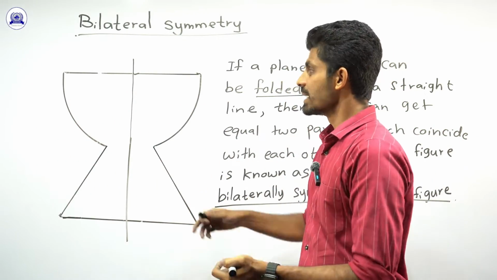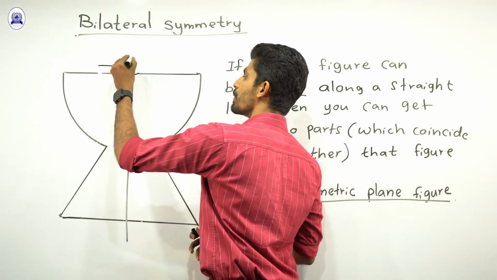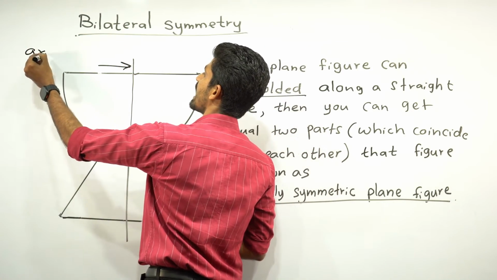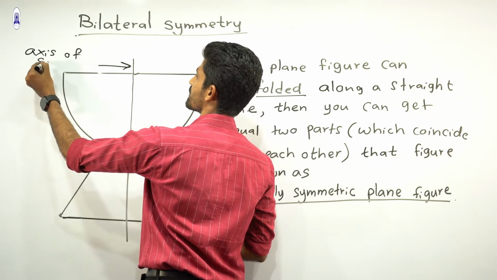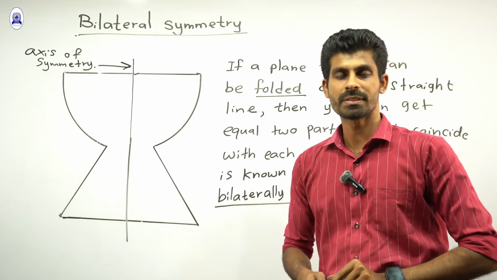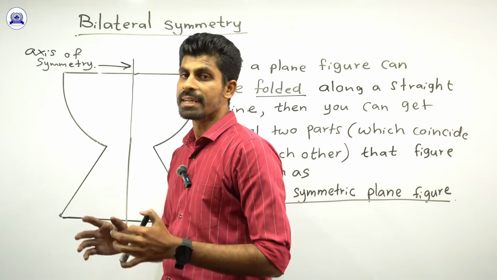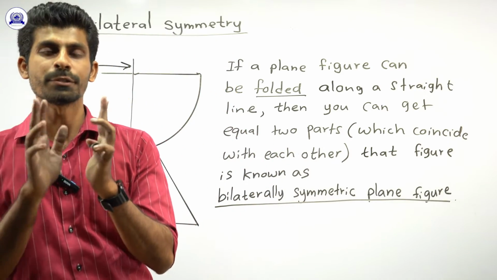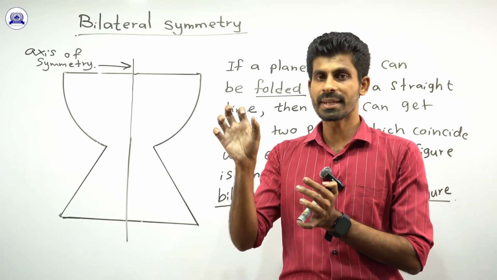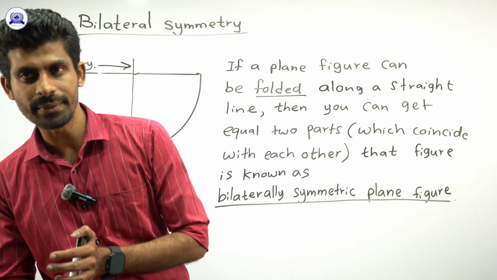What is the name of this axis? Just quickly tell me. Axis of symmetry. Right, then I think you can get an idea. So that means if you can equally divide into two parts with a straight line by folding, that figure is known as a bilaterally symmetric plane figure, right?